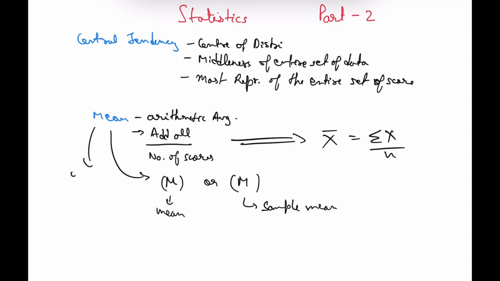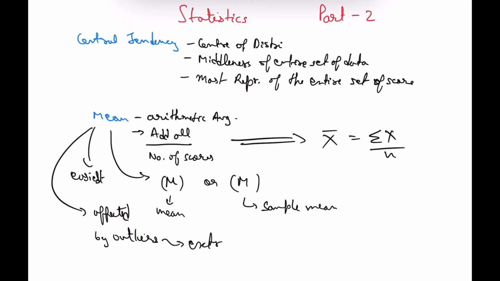Now what is the advantage of mean? It is the easiest of all the central tendencies, but the disadvantage is that it is heavily affected by outliers. Now what are outliers? These are extreme scores. Now when we say mean, it is the middle point of the set of values.